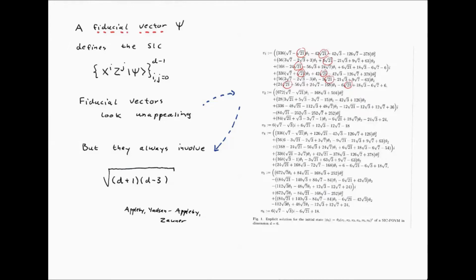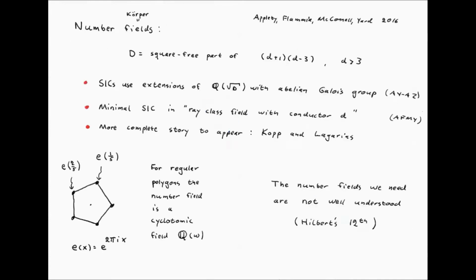And some years later, after looking at many more examples, Marcus Appleby, Julia Appleby, and Gerhard Zauner realized that the square root of (d+1)(d-3) is always in there in every SIC. And that leads to this. Exactly what's up there, you'll never know. But that led to a key paper, partly obscured here, by Appleby, Flammia, McConnell, and Yard, 2016.